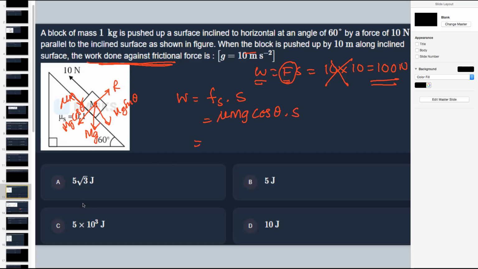Now you substitute the values. Mu, the coefficient of friction, is it given? Yes, it is 0.1. Mass is 1 kg. G is 10, it is given. Cos theta, cos 60 is 1 by 2. And the distance is 10. So finally you get, how much are you getting? 5 joule is your correct answer.